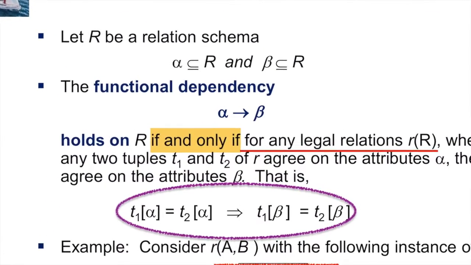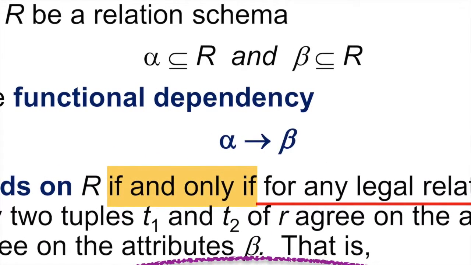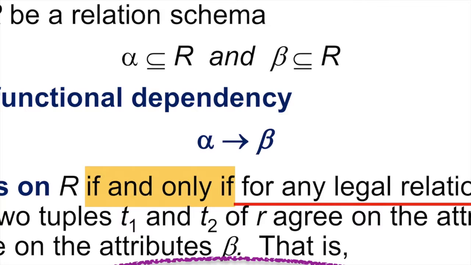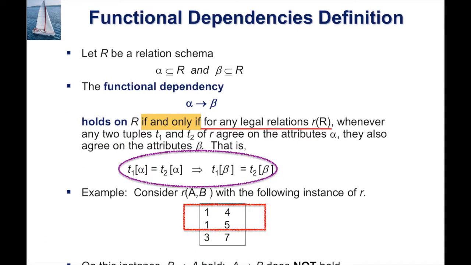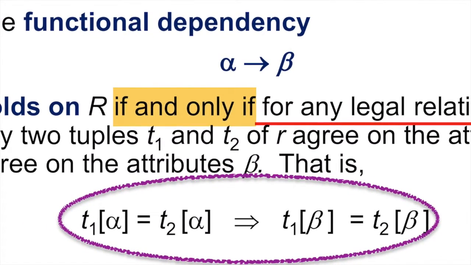So, here's the formal definition of the functional dependency. Suppose we have a set R, and this set is a relation schema. So, you can think of this as just a set of all the attributes of the relation. And then suppose we have some alpha subset equal to R and some beta subset equal to R, then there is a functional dependency between these two sets of attributes. Okay? So it is denoted by this arrow notation.